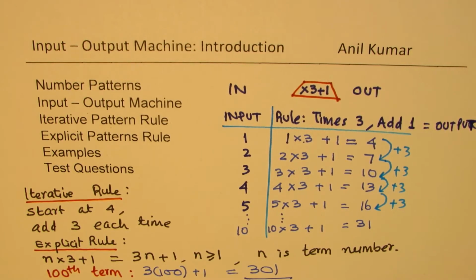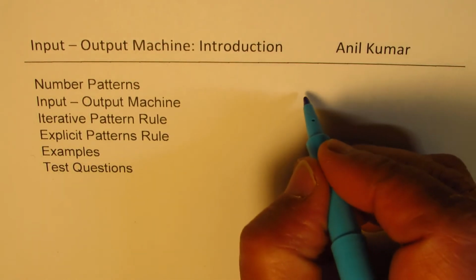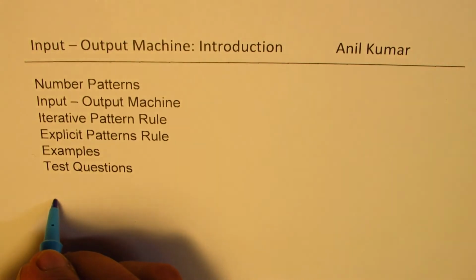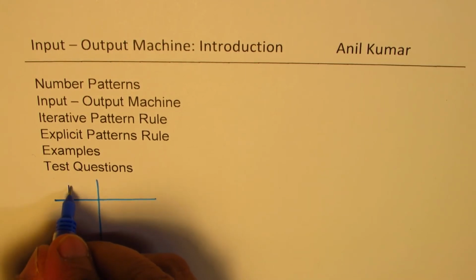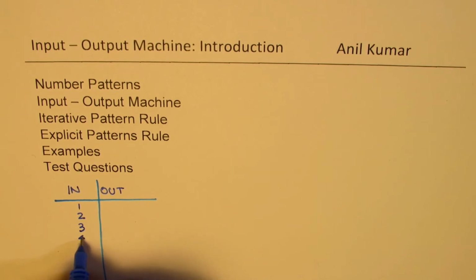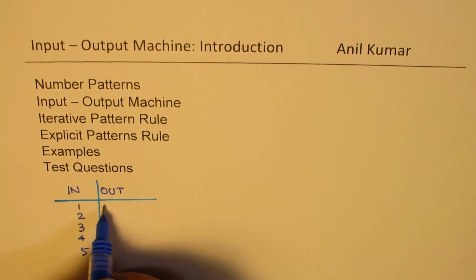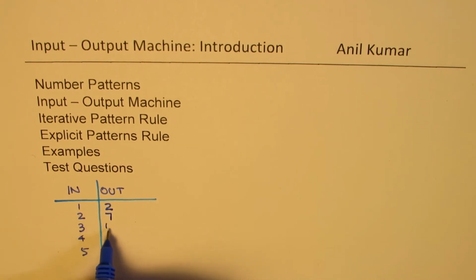Perfect. Now let's take another input-output machine, but this time what I will do here is in the input-output machine, let me write down the inputs and outputs. So we'll give you inputs and outputs. You need to find the rule, right? Let's say this time we start at 2 and add 5 each time. So 7. Then we have 12, 17, 22 and so on. So we have input and output.